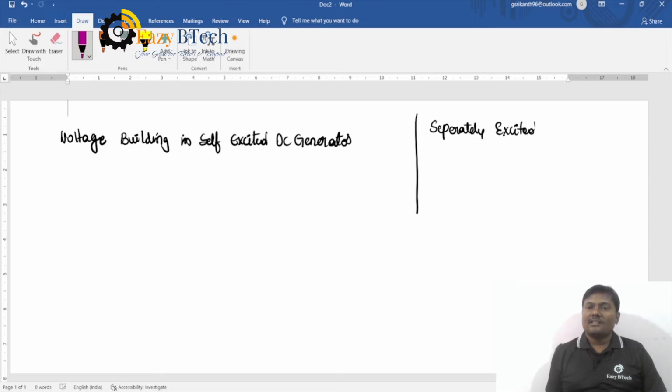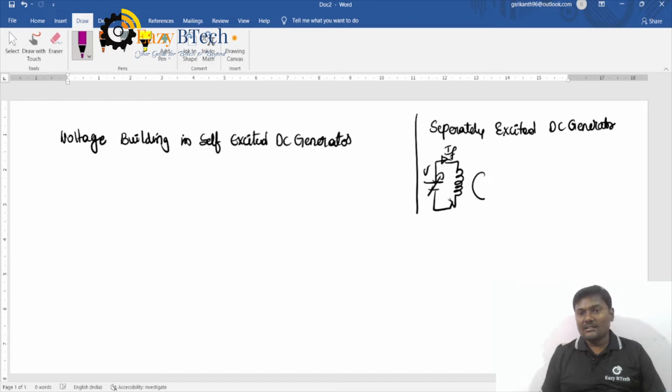From the previous lecture, a separately excited DC generator means the field winding is excited with an external source. There is a variable voltage and the field current is flowing like this. Then the flux lines are produced by the field winding, which will cut the armature conductors. If the armature is driven with a prime mover, then the generated EMF will be induced.